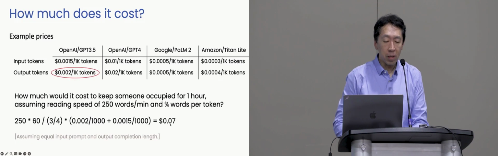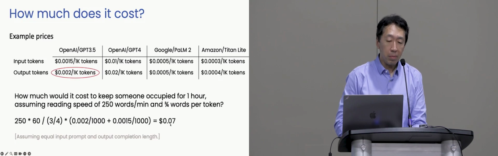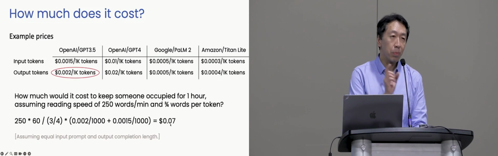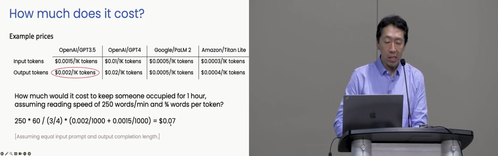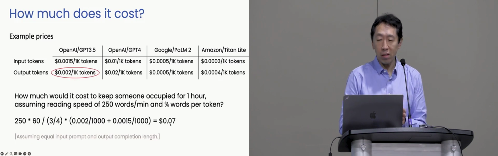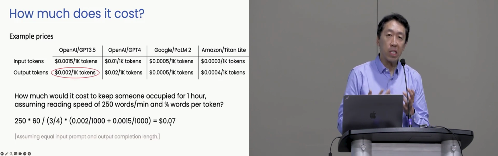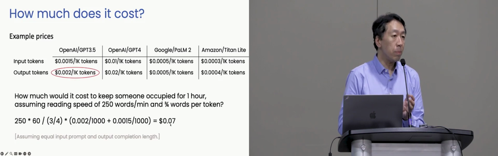But let me focus on this number, 0.2 cents per 1,000 tokens. And if you were to ask, how long would it take to keep someone occupied for an hour, assuming a reading speed of 250 words per minute and 3/4 word per token? If you do the back of the envelope calculation, 250 words per minute times 60 minutes, so you need this many words divided by 3/4. So that's the number of tokens times the price of the output tokens. And maybe there's an input prompt as well. So you've assumed the input prompt and the output completion are the same length, and add up these. It turns out that this back of the envelope calculation suggests maybe it costs you about 7 cents to generate enough text to keep someone busy for an hour.